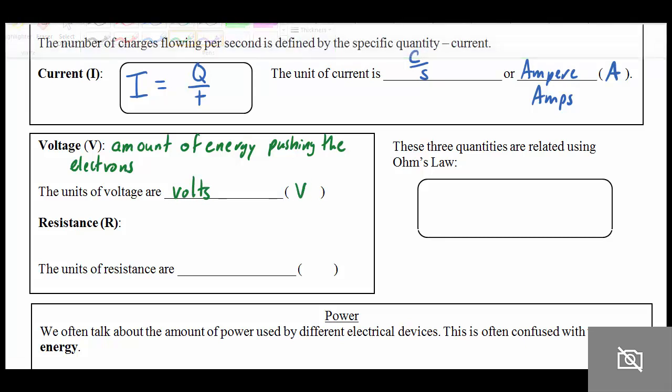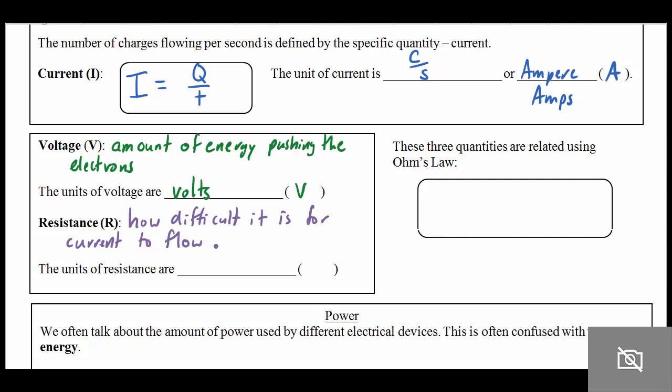Now resistance is just like it sounds. Resistance is simply how difficult it is to flow through things. Some things are really good conductors, some things are insulators, and the higher the resistance value, the more difficult it is for something to flow through it. And the units for resistance are ohms. And it has this funky symbol that is the Greek letter omega. It kind of looks like a horseshoe.